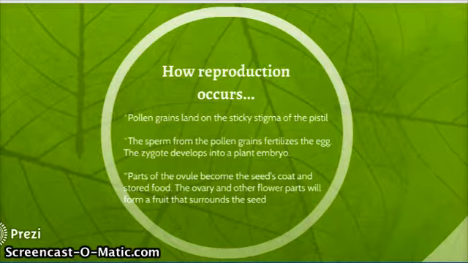So now that you know the parts of the flower, you can begin to understand how reproduction occurs in angiosperms. Pollen grains, which are carried by the wind or animals like bees, land on the sticky stigma of the pistil first. Then the sperm from the pollen grains fertilizes the egg. The zygote develops into a plant embryo, and then parts of the ovule become the seed's coat and the stored food. The ovary and other flower parts will form a fruit that surrounds the seed.